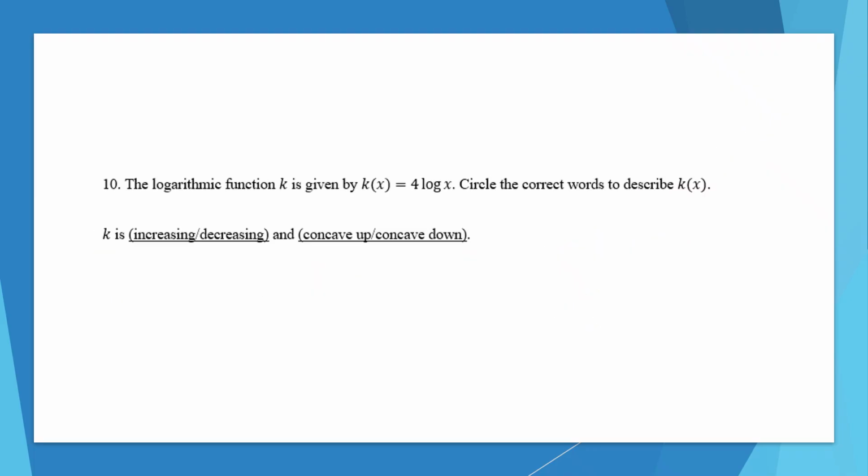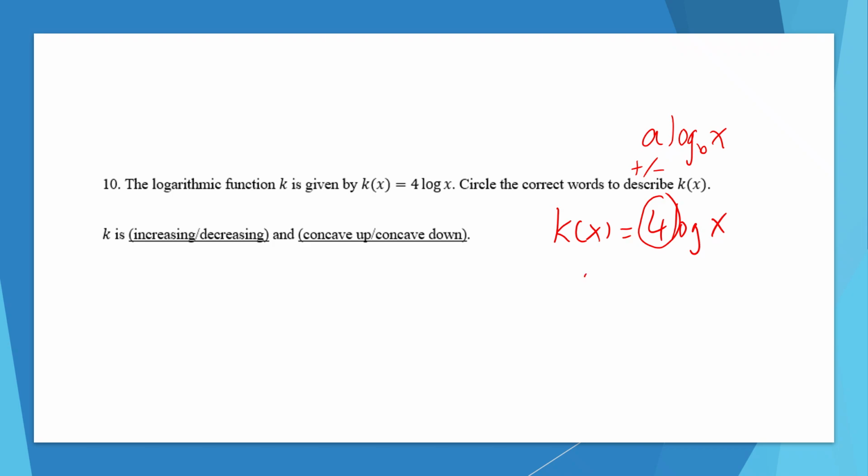All right, number 10, the logarithmic function k is given by k of x is equal to 4 log base 10 of x. Choose the correct words to describe k, whether it's increasing or decreasing, or concave up or concave down. And so here, we just want to look at the general shape. The only thing you're going to look at is whether your a value in this form is going to be positive or negative.